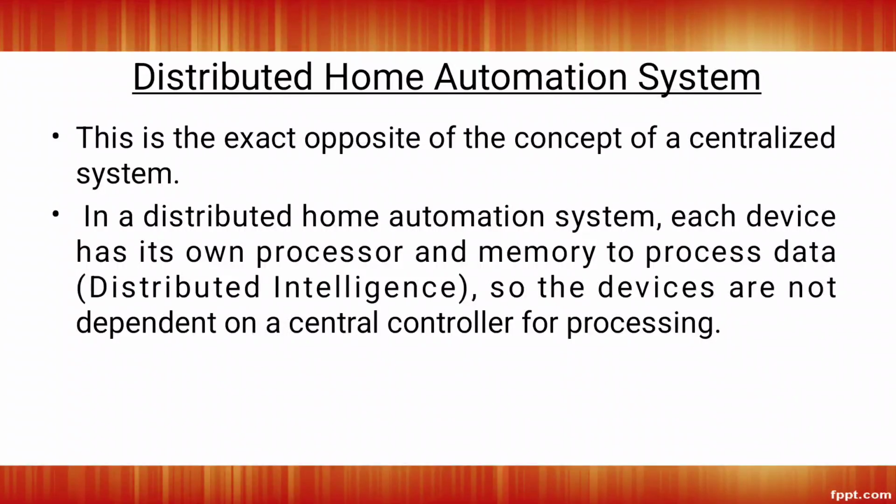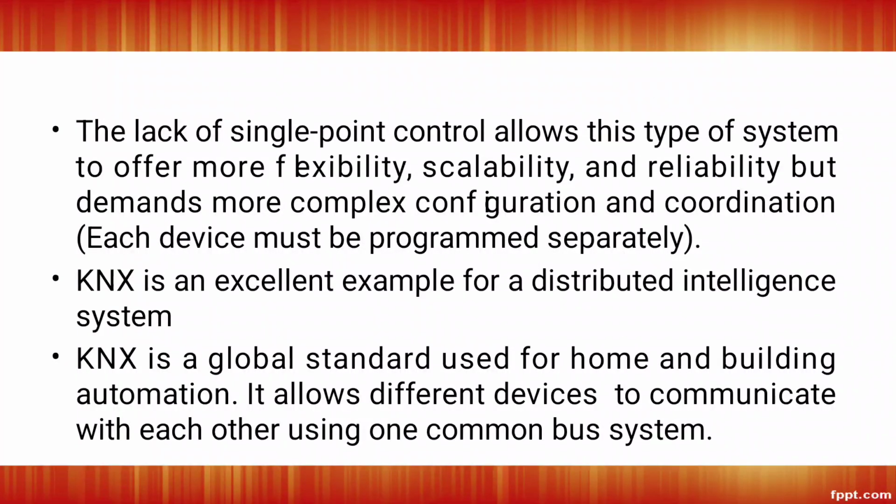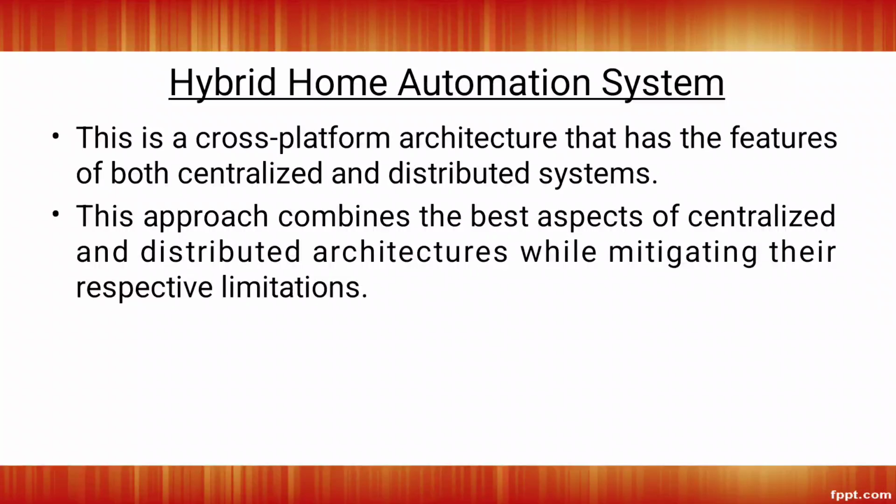That is basically a centralized system. Next is distributed home automation system. This is the exact opposite of the concept of a centralized system. In a distributed home automation system, each device has its own processor and memory to process data. Also, the devices are not dependent on a centralized control for processing. The lack of single point control gives this type of system more flexibility, scalability, and reliability, but it depends on more complex configuration and coordination.